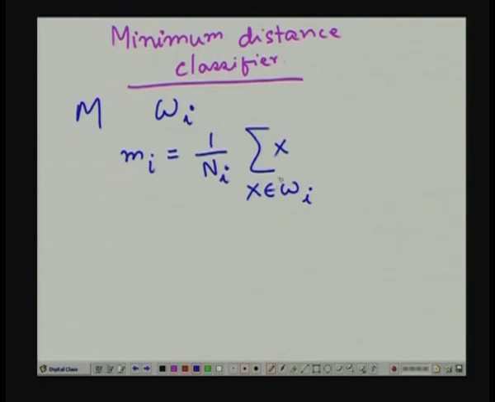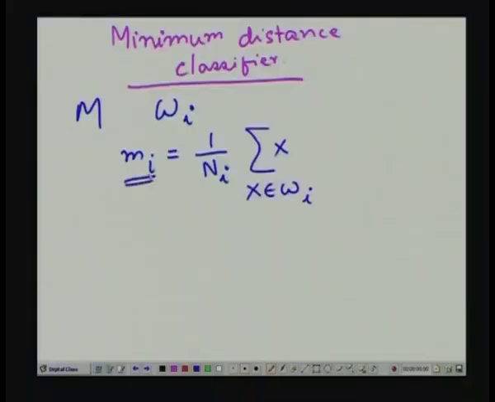So, what it says is, I have n i number of feature vectors of the objects belonging to class omega i. If I take the mean of all those feature vectors, then the mean vector, that is m i, is a representative of class omega i. This I do for each and every class. So, when I have capital M number of classes, I will have capital M number of such representative mean vectors, and these are the representatives of different classes.